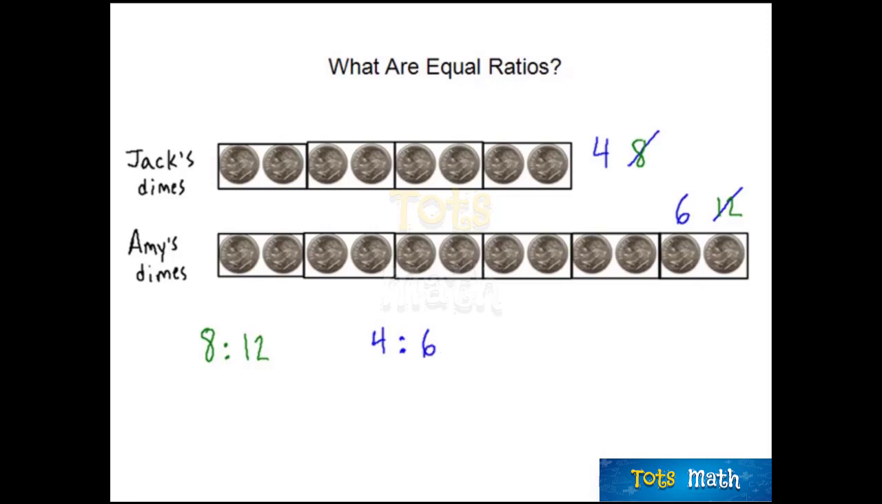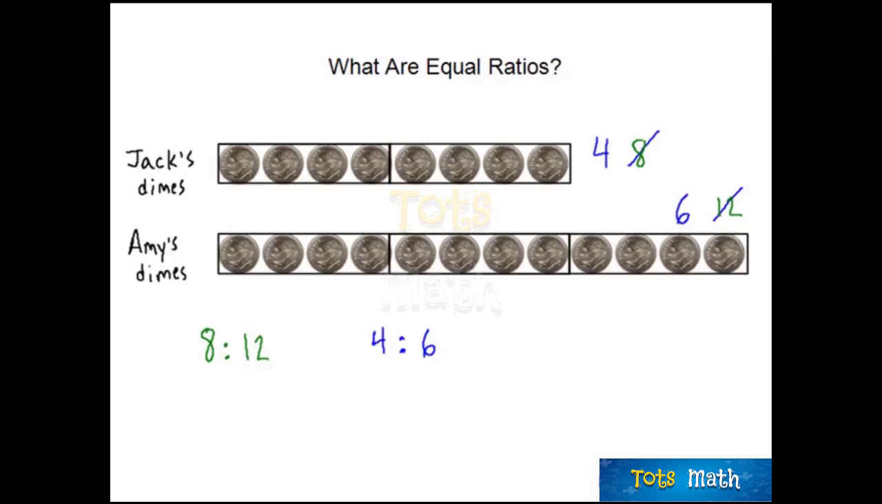Now let's see what happens when we place the dimes in groups of 4. When we make groups of 4 dimes, you can see that Jack can make 2 groups, and Amy can make 3 groups of 4. So now the ratio can be expressed as 2 to 3.